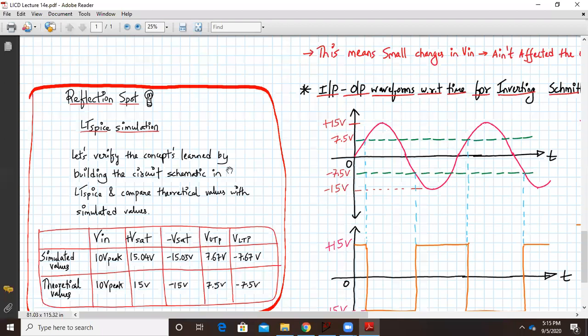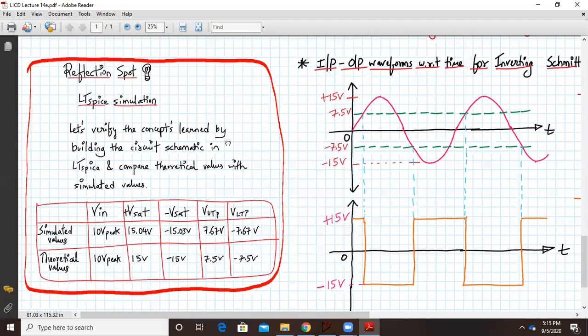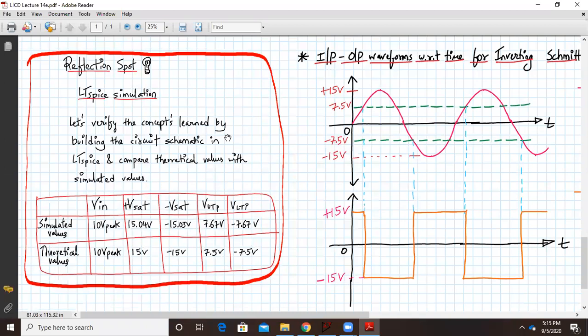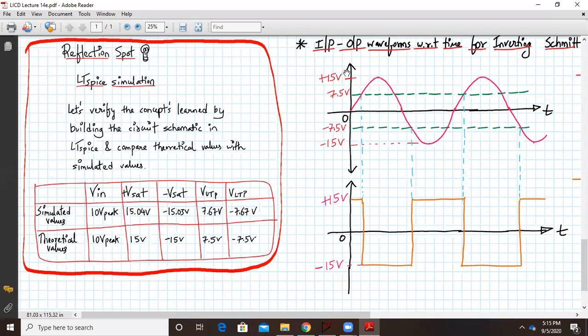Okay, so here is a reflection spot. Whatever concepts we have learned today, we'll verify by building the circuit schematic in LT-SPICE and compare the theoretical values with the simulated values. So basically, we will verify mostly the input-output waveforms and the hysteresis curve. So let us start building the circuit.